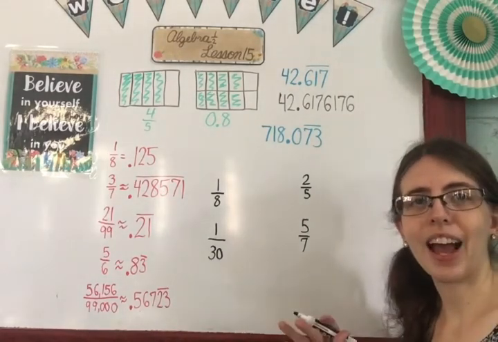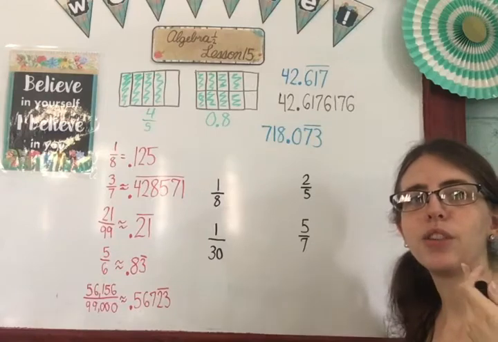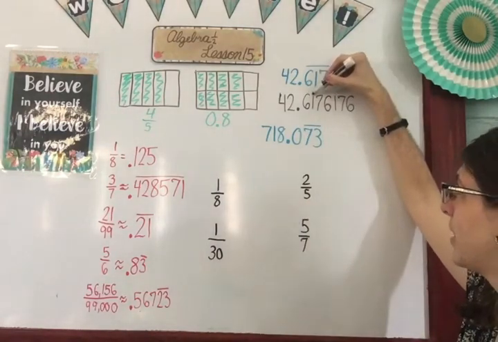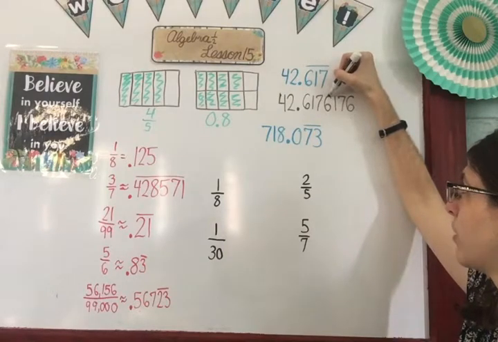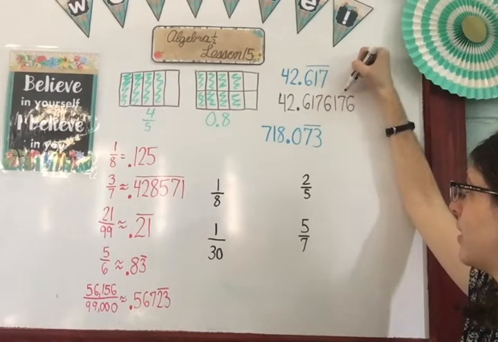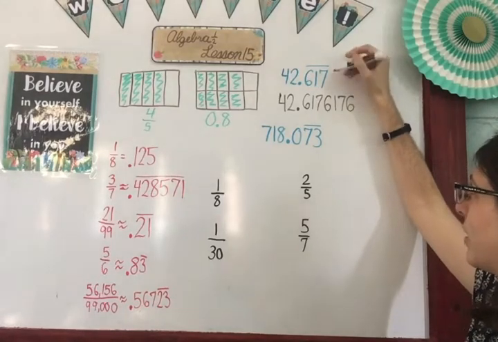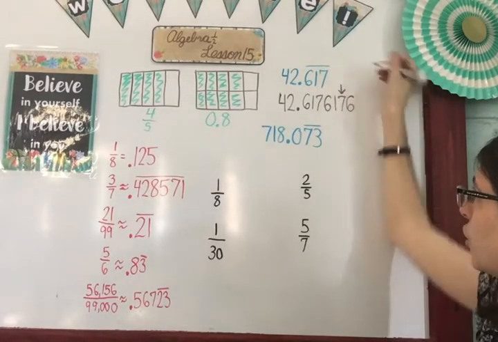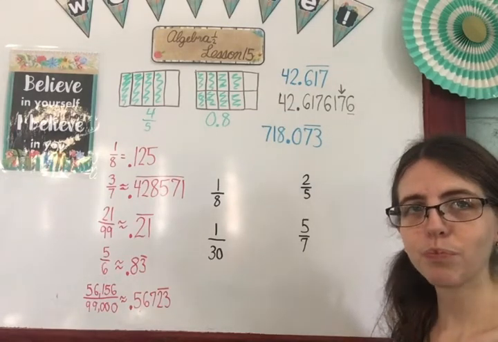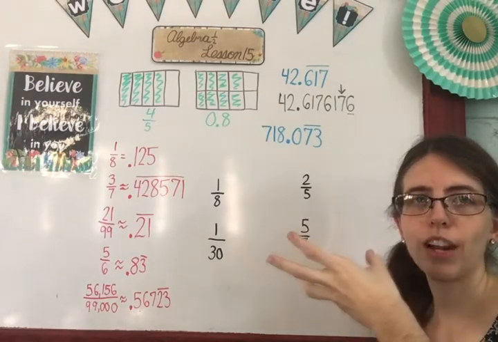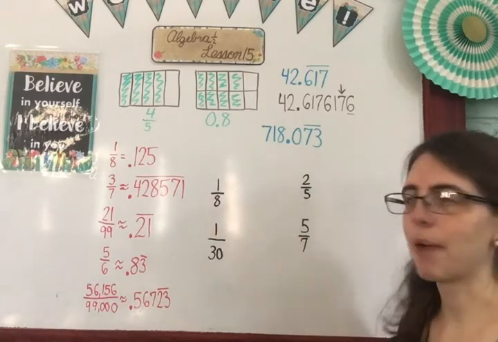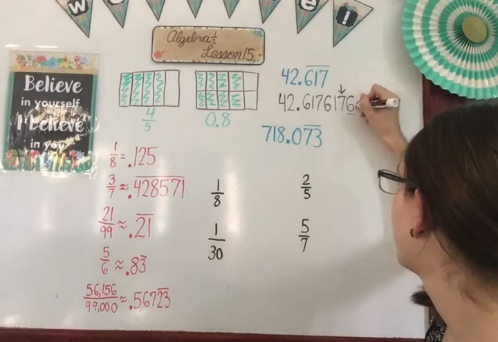But I don't need to go that far. I'm rounding to the millionths, so I only need to go to the 10 millionths. Tenths, hundredths, thousandths, 10,000ths, 100,000ths, millionths, 10 millionths. So I'm rounding to my millionths place. My 6 tells me what to do. Since it is 5 or greater, do I round up or keep it the same? I round up.